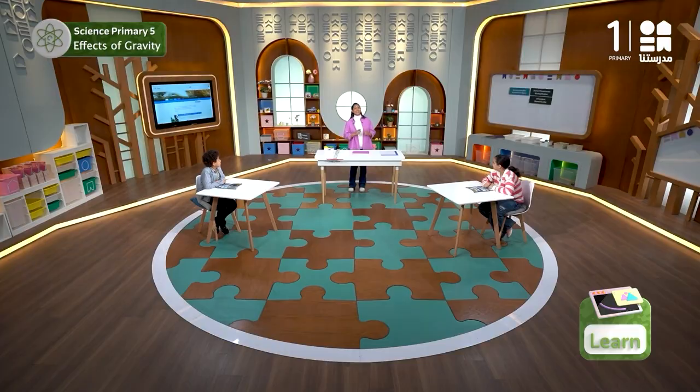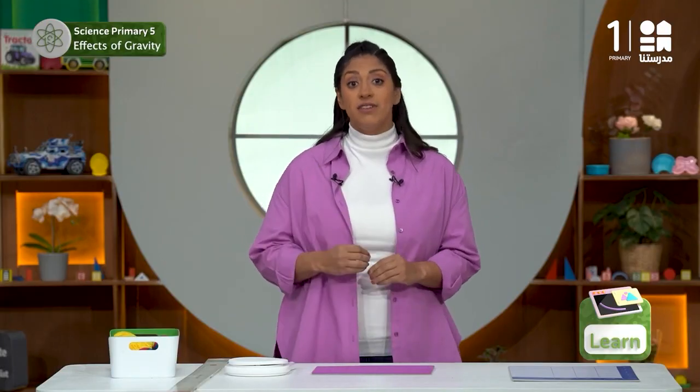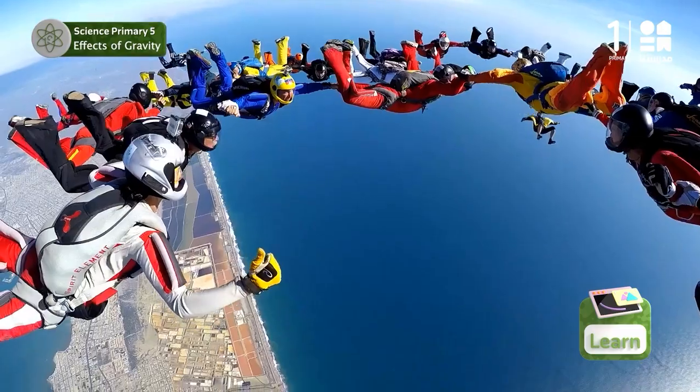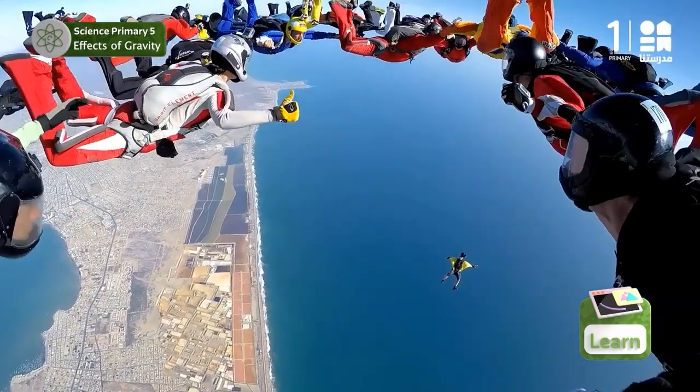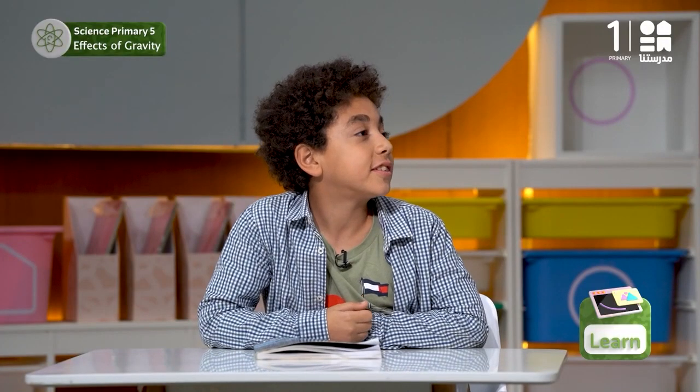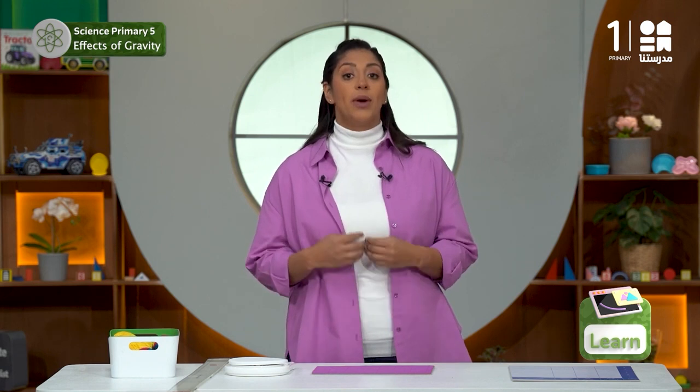Okay, so now that I've welcomed Yasin and Hala with me today, we are going to investigate how falling objects are affected by gravity. Do you remember the force that affects skydivers? Can you answer this question, Yasin? Yes, air resistance. Excellent. So how does air resistance affect the motion of objects? It slows down the speed. So today in our investigation, we will experiment how air resistance affects falling objects.